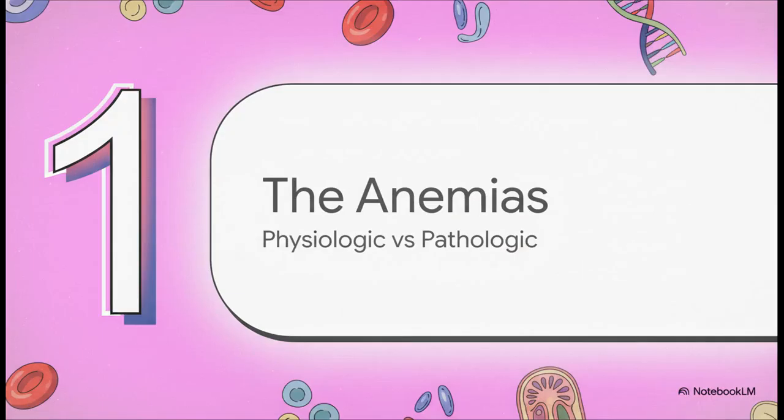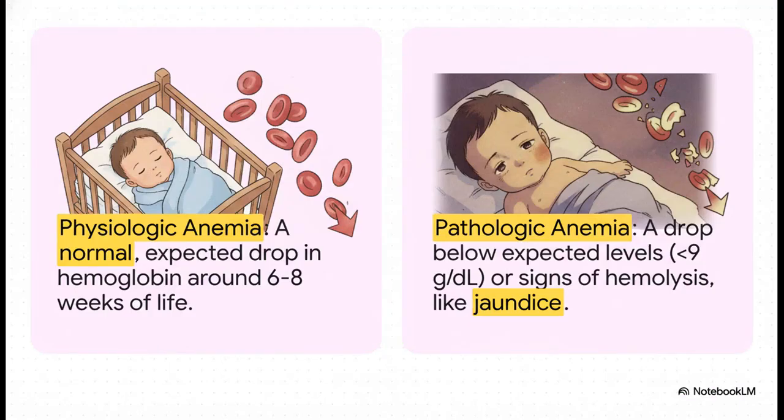Okay, so with those CBC basics down, let's add the first major section to our blueprint, the anemias. And we're going to start right from the very first weeks of life. You've got to know what's normal before you can spot what's not normal. All healthy term infants go through this expected physiologic drop in hemoglobin. It's just part of switching from fetal to adult hemoglobin. It only becomes a problem, it becomes pathologic, when that drop is way too severe or if you start seeing other signs of trouble, like jaundice.